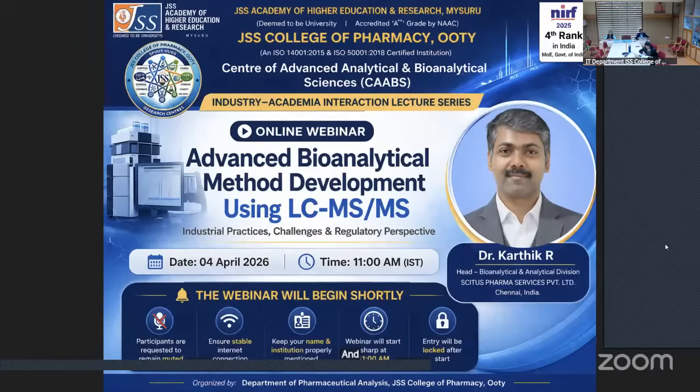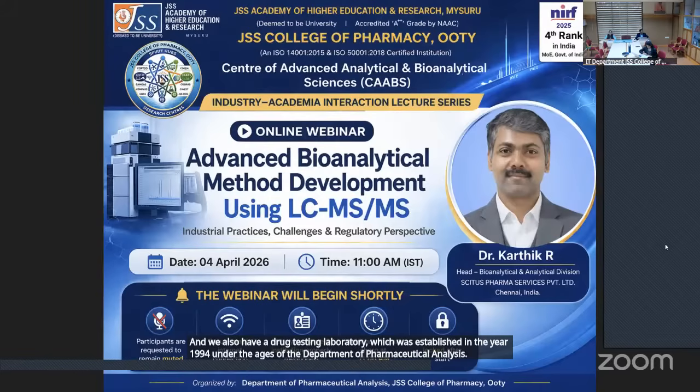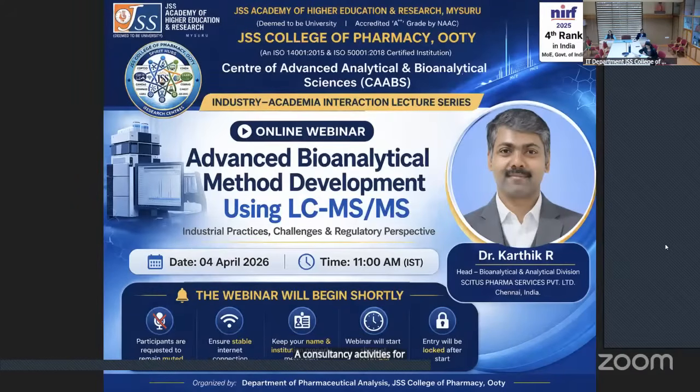And we also have a drug testing laboratory which was established in the year 1994 under the aegis of the Department of Pharmaceutical Analysis, which is approved by the state government of Tamil Nadu, and it is also NABL accredited. So we cater the needs of not only the pharma students related to education, but also consultancy activities for industry, developing industry academia relationship through Center for Advanced Drug Research and Testing, which is called as CADRATS. So this is a brief overview about JSS College of Pharmacy, Ooty.